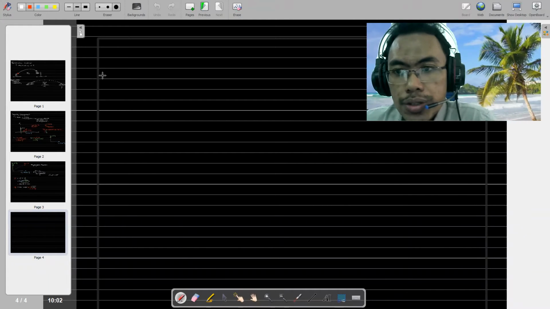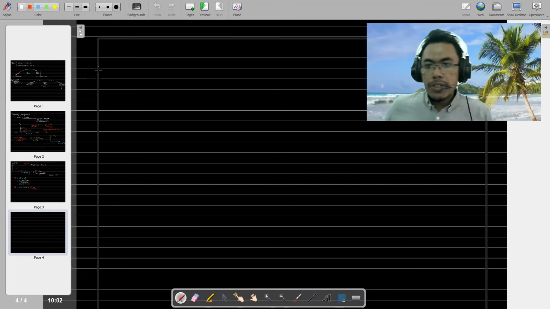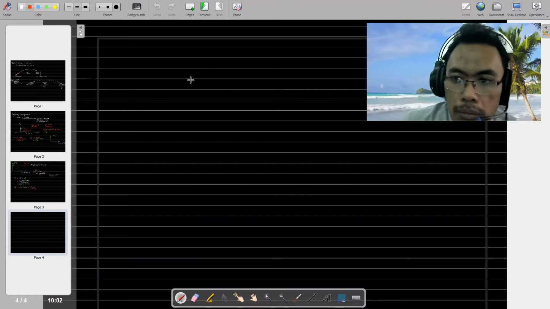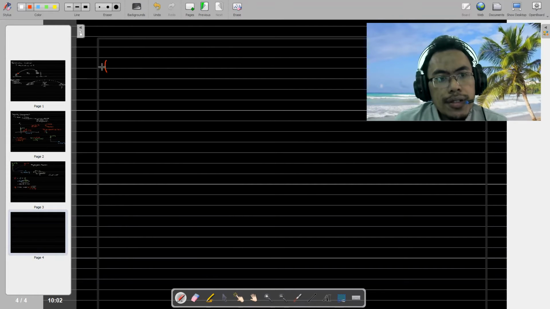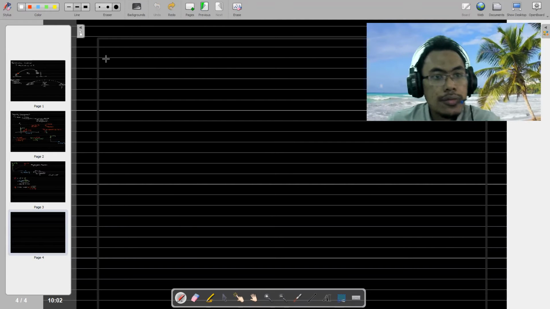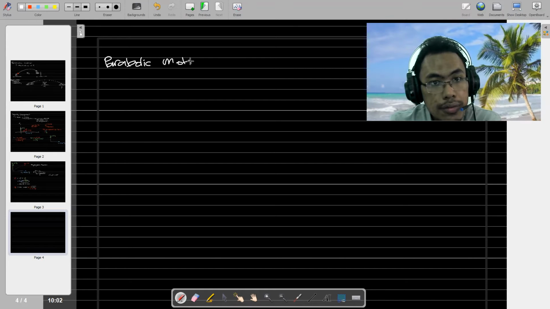Now we try to use our basic concept from the two previous videos to solve the parabolic motion. So this one is parabolic motion.